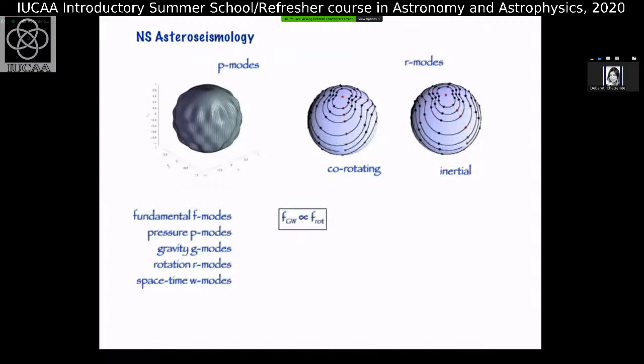What is even more interesting is that just like earthquakes, there are star quakes in neutron stars, and these have different modes of oscillation. Depending on the restoring force which brings the system back to equilibrium, these have been classified into fundamental F modes, pressure P modes, gravitational G modes, and rotational R modes. So these four modes are basically fluid oscillation modes, which are also seen in stars. But in addition, neutron stars are highly relativistic, so there are also space-time or W modes.